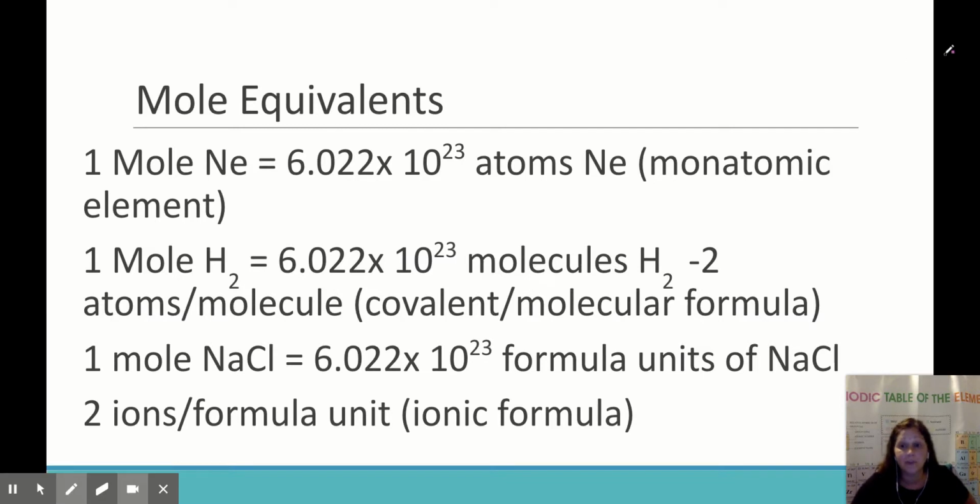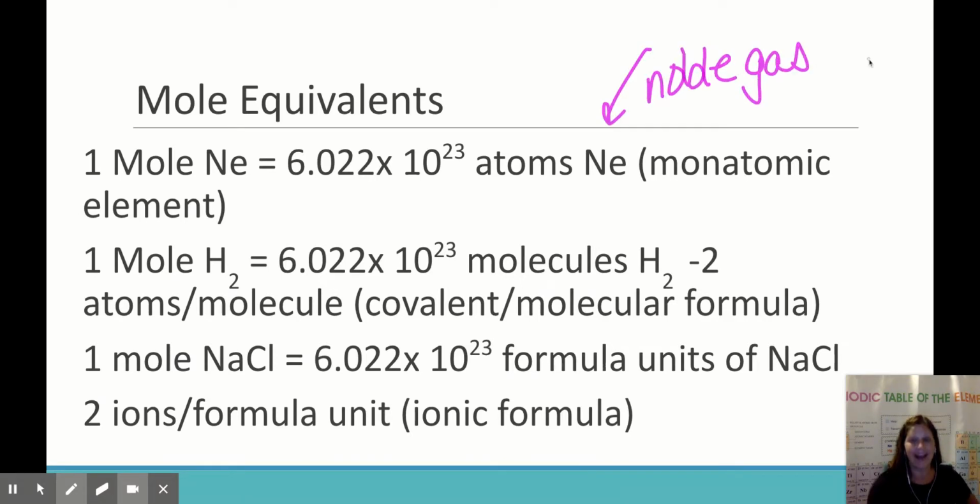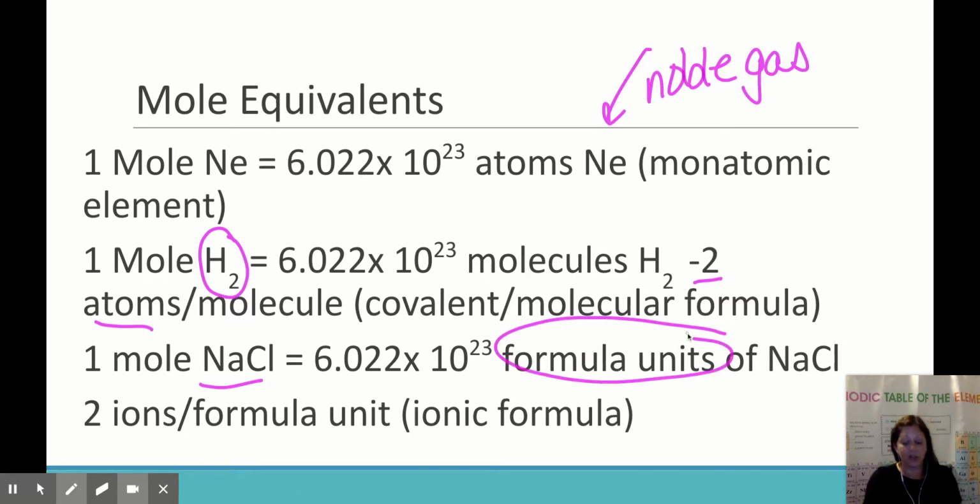We also know that depending on what we're talking about, we have different mole equivalents. So neon, because it is a noble gas, is a monatomic element. So our 6.022 times 10 to the 23rd is the number of atoms that are in the mole, whereas H2 is a diatomic element. So that's actually the number of molecules, and then there's actually 2 atoms for every molecule. Sodium chloride, which is ionic, we call it formula units. And then because it's Na plus and Cl minus, it's actually 2 ions per formula unit for NaCl.